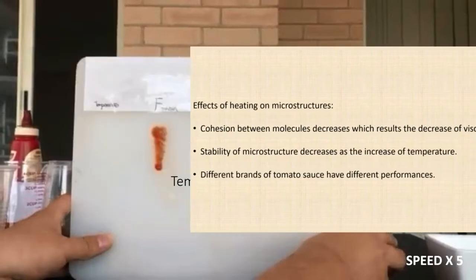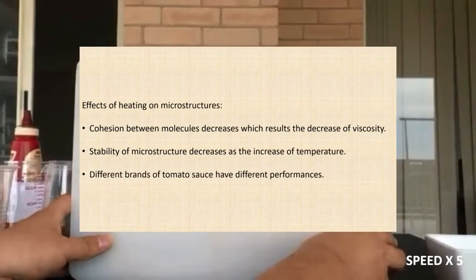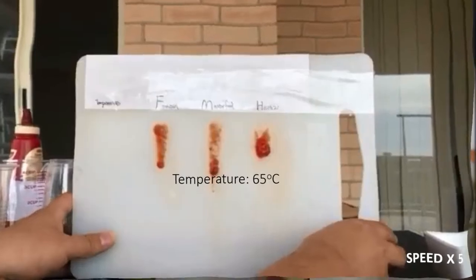Also, microstructure is changed during the temperature raising, that the cohesion between molecules decreases and results in the decrease of viscosity. As we discussed in the last presentation, network structure is formed in tomato sauce, and the increase in temperature destabilizes the network. Thus, the viscosity of all the tomato sauces goes down.